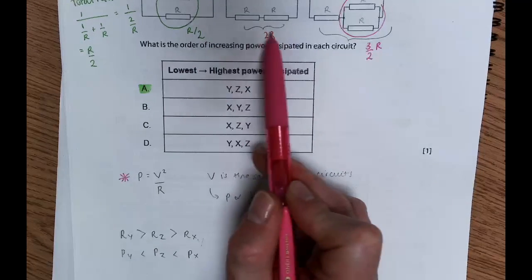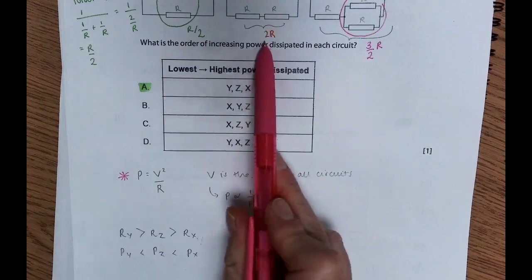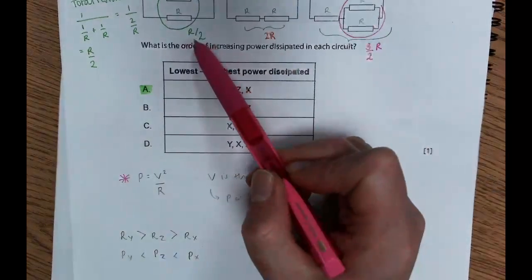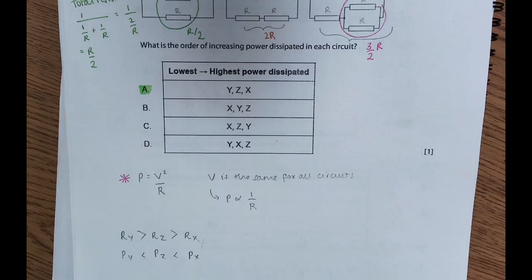So I'm literally taking these numbers and ranking them from highest to lowest. So 2R to 3 over 2R to R over 2. And I know then that the power dissipation is in the opposite direction to that, and that gets me to A.